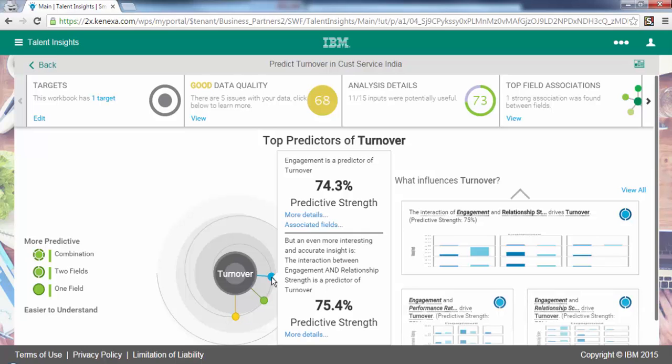I now have the information I need to address the most important factors affecting turnover in my organization, all done without assistance from a data scientist, statistician, or IT, enabling me to confidently guide our strategy focusing on improving employee engagement and manager-to-employee relationship strength.